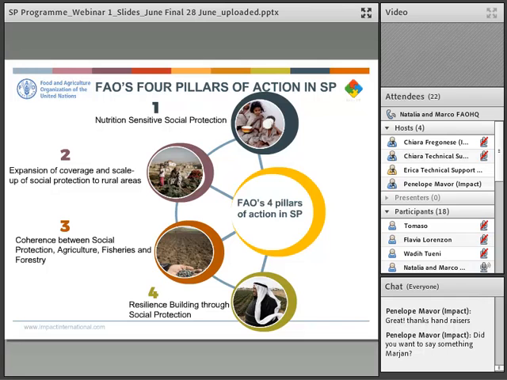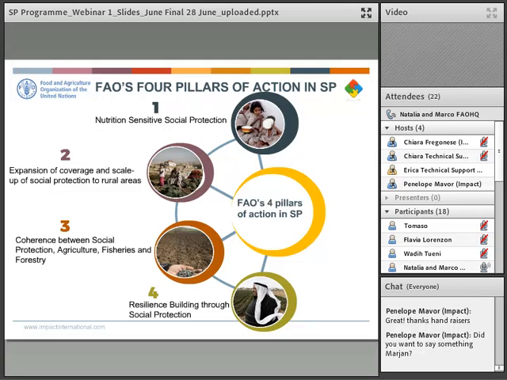And Marco will go into detail on that particular area of work. And then a very important fourth area around the role that social protection plays in building resilience, particularly in fragile contexts of forced displacement, emergency and humanitarian stress.